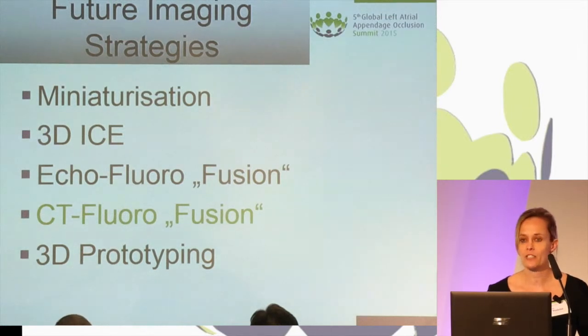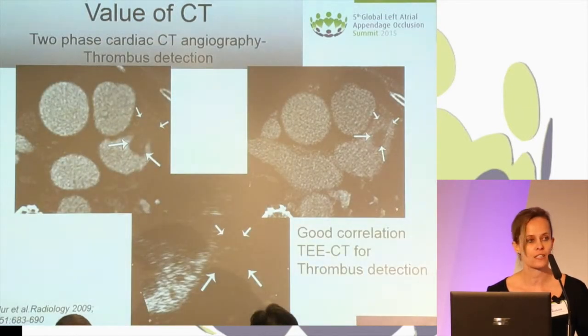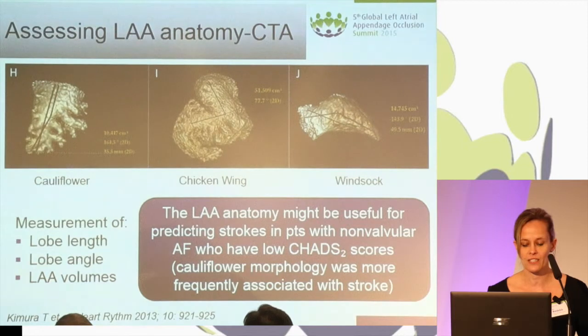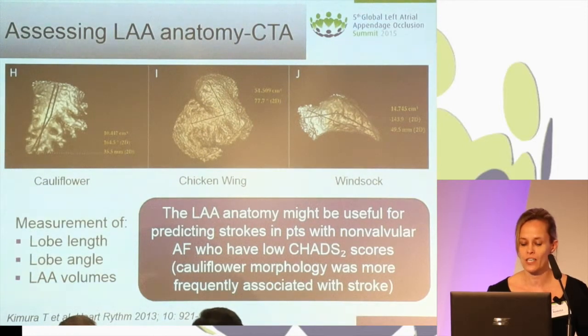The next big topic is CT and fluorofusion. How does it work? We know that CT is valuable for thrombus detection, for example, as we see here. It's also very helpful to assess the left atrial appendage anatomy. We already heard that we can categorize several morphologies like the cauliflower, the chicken wing, and the windsock. And indeed, it could be shown that the left atrial appendage anatomy might be useful in predicting stroke in patients with non-valvular atrial fibrillation who have a low risk score. Especially the cauliflower morphology has been shown to be more frequently associated with strokes.